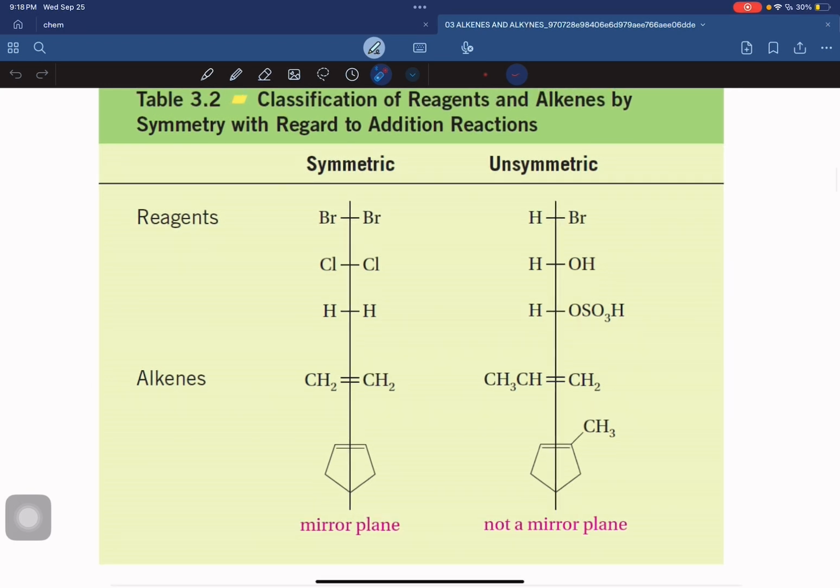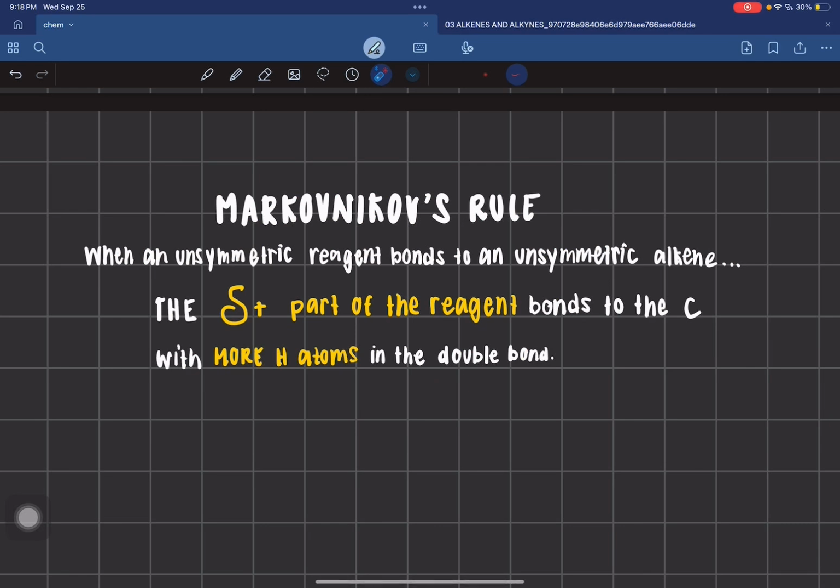We have what we call unsymmetric reagents. These are polar reagents that we discussed earlier. These should look familiar by now since we discussed them kanina at the start of this video. So, an unsymmetric reagent and an unsymmetric alkene, kapag pinagsama mo sila, Markovnikov's rule is applicable. So, let's try to look at the explanation. Why does Markovnikov's rule happen?